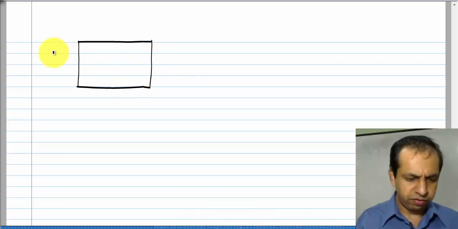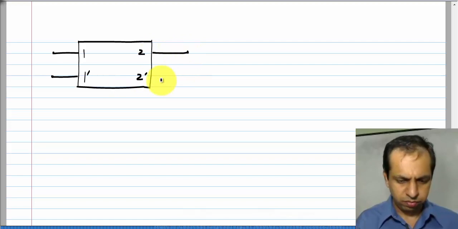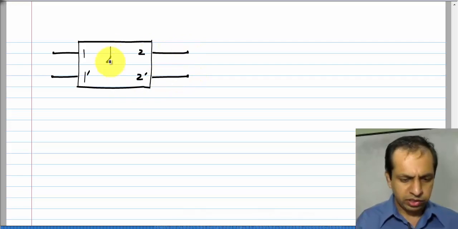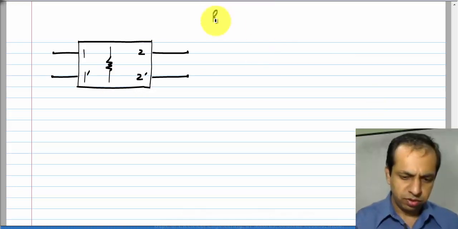So, let us say we have a 4-terminal 2 port like this, and it consists only of resistors. Okay. Now, what is it that we want to prove?